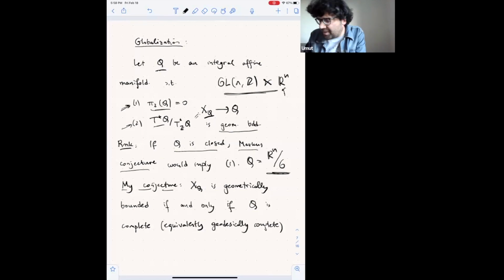And that's a very naive conjecture that I make: I also claim that this symplectic manifold with a Lagrangian torus fibration is geometrically bounded if and only if this Q is complete. So if Q is not closed, then completeness is not automatic. And it seems very reasonable, but I have no idea how to prove it. Okay, so in the end, I just make these two assumptions.